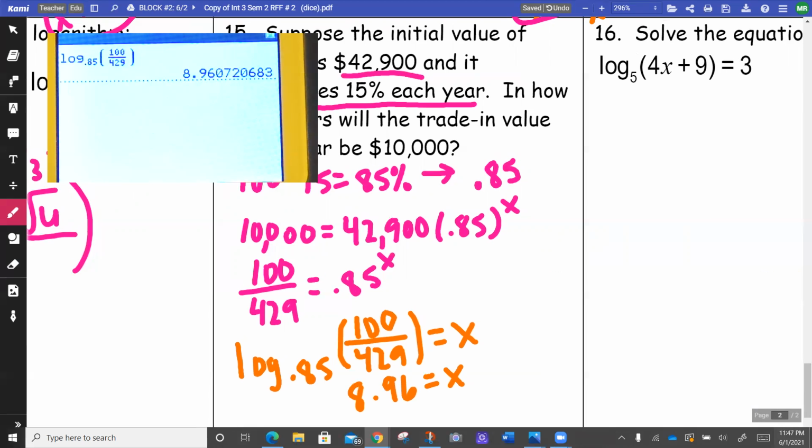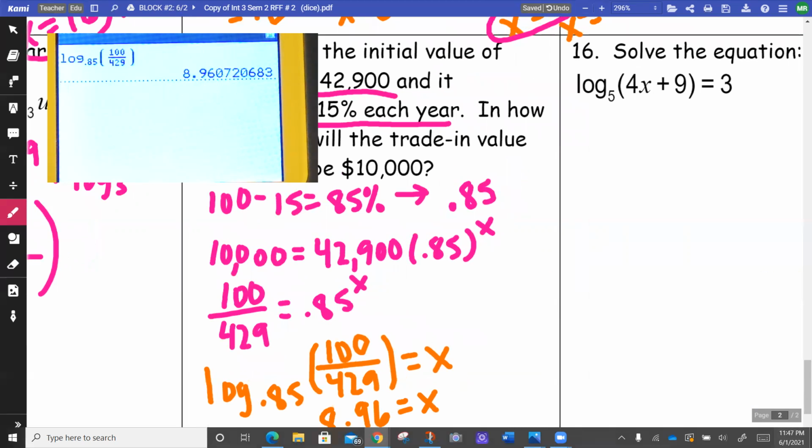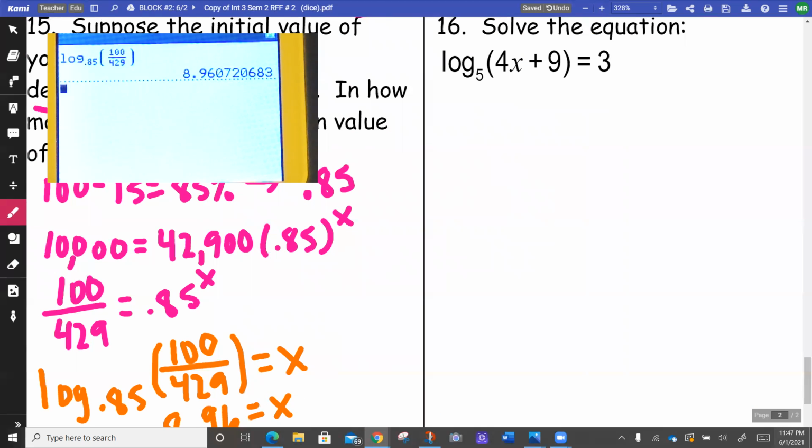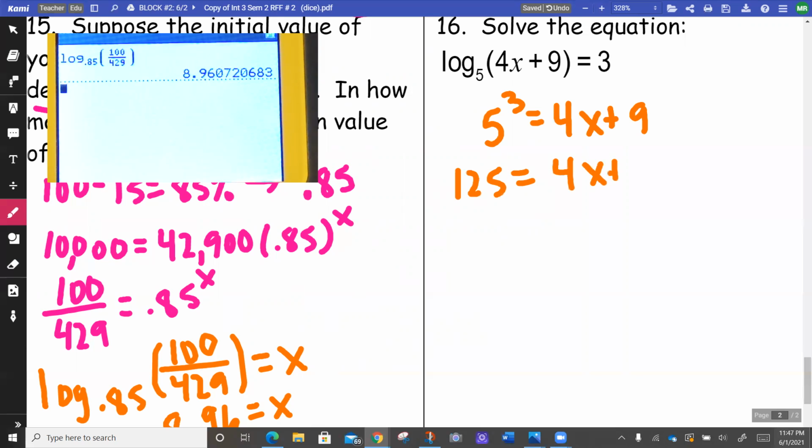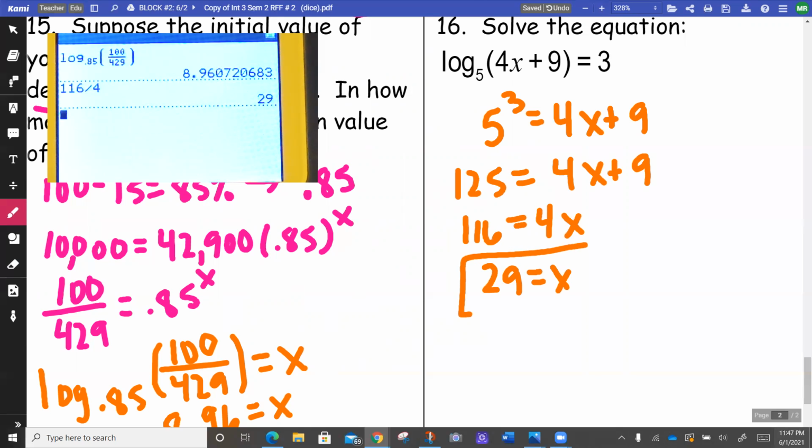Okay. On number 16, we're solving this. I'm going to rewrite this in exponential form. 5 to the 3rd is equal to 4x plus 9. 125 is equal to 4x plus 9. When I subtract 9 from both sides, I get 116 is equal to 4x. 116 divided by 4 is 29. And you want to make sure that that doesn't make what you're taking log of negative, and it doesn't. So that's your answer.